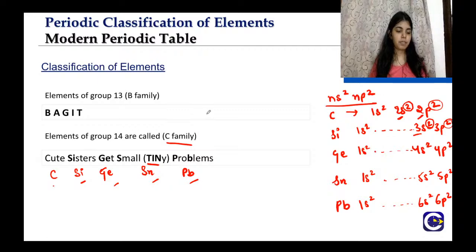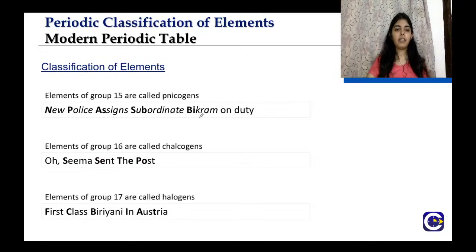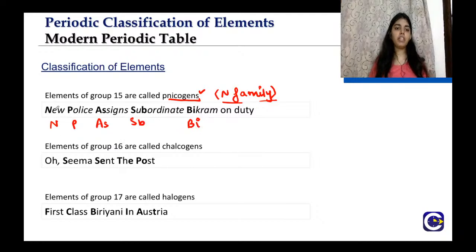We shall move to next. Next is group 15 elements, that is also known as pnictogens, or nitrogen family. You can remember this as nitrogen, phosphorus, arsenic, antimony, bismuth. Mnemonic for this is: new police assigns subordinate Bikram on duty.